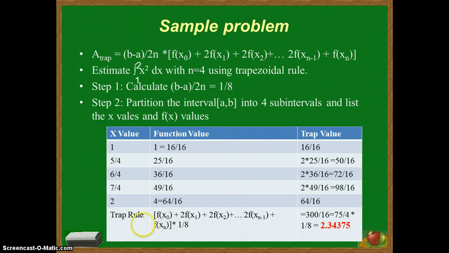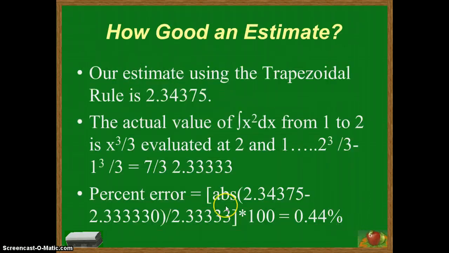Oh, I'm sorry, b minus a over 2n, which would be 2 minus 1 over 8. So that's 1/8. And the answer comes out to be 2.34375. Now, how good is the estimate? Well, we can find out how good the estimate is by doing something as simple as percent error.